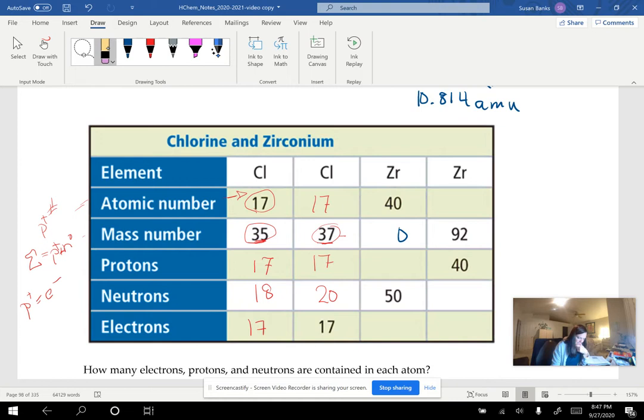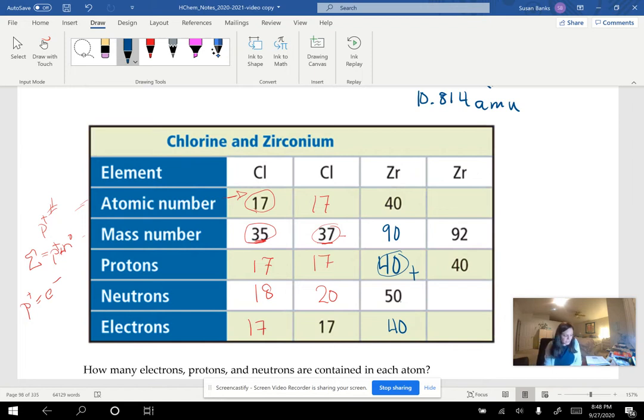Oops, I put that wrong. Did you guys see my mistake? I put that where the mass number should have been. Okay, so I do have 40 protons. Remember, neutrons plus protons equal our mass number. So 40 plus 50 will give us a mass number of 90. We will have the same number of electrons as we have protons. So we're going to have 40 electrons.